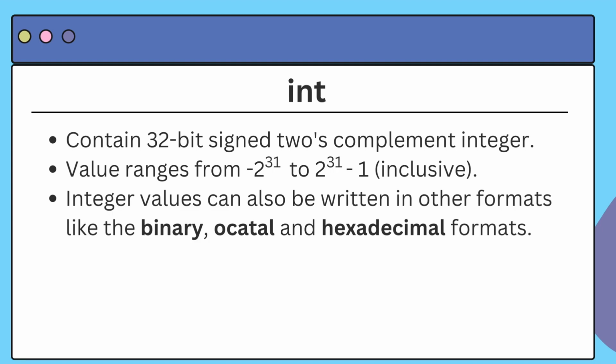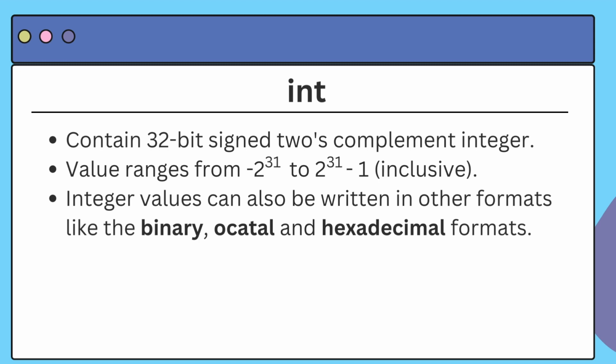Int contains a 32-bit signed 2's complement integer, and the value of int ranges from minus 2 to the power of 31 until 2 to the power of 31 minus 1. Also, all integer types like byte, short, int and long can have values written in other formats as well, like binary, octal and hexadecimal. We will look at them in detail in later videos.